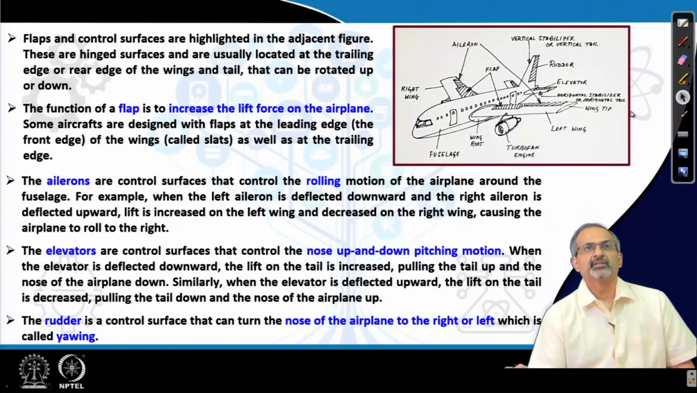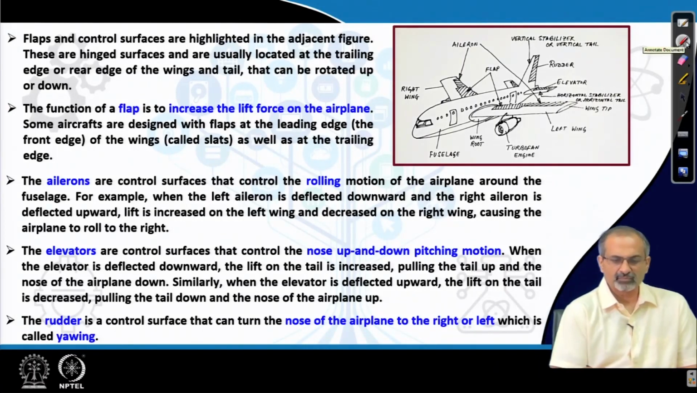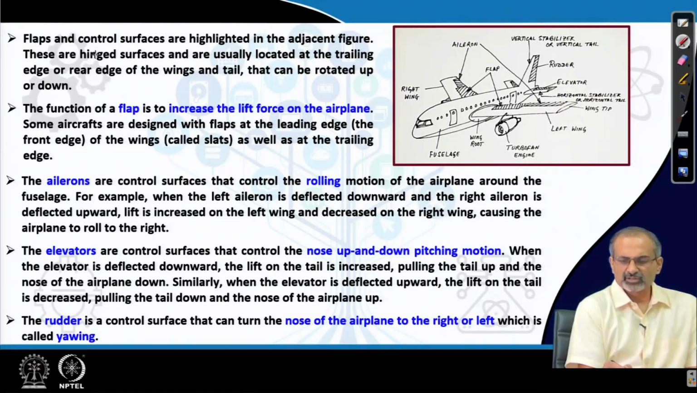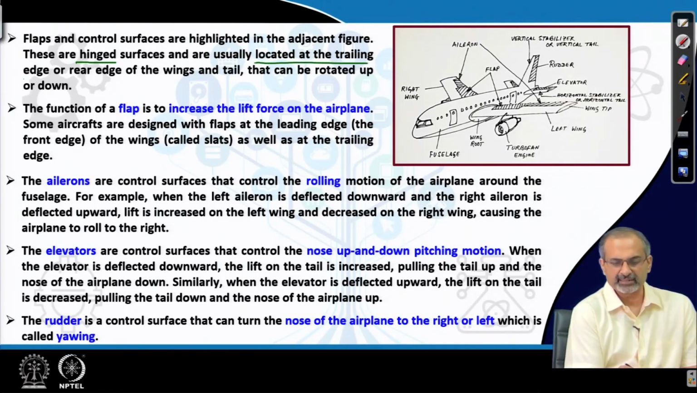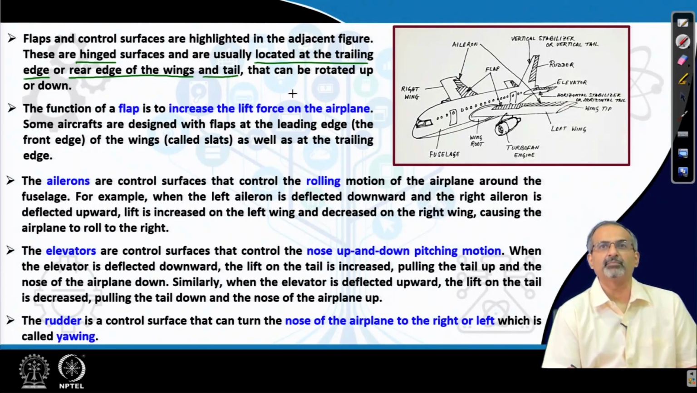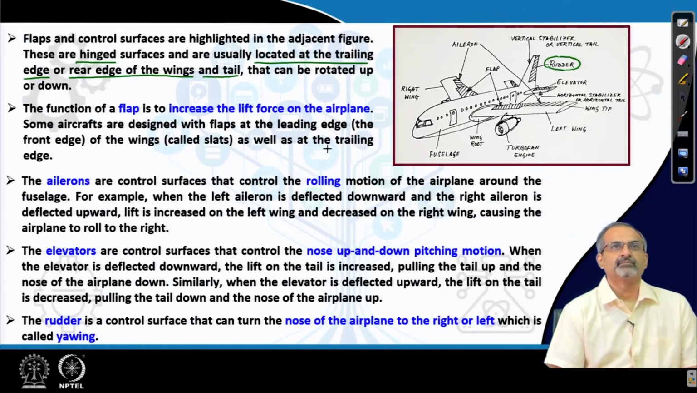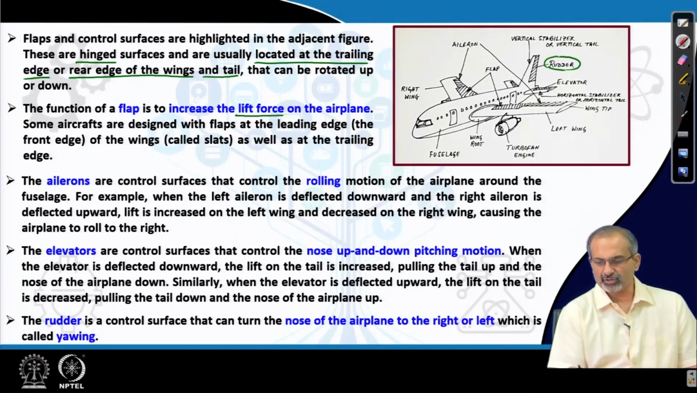Let us look more specifically at some of these control surfaces. The different control surfaces are hinged and are usually located at the trailing edge or rear edge of the wings and the tail, and they can be rotated up or down or to the sides. For example, for the rudder, it is to the sides. Now, the function of a flap is to increase the lift force on the aircraft.